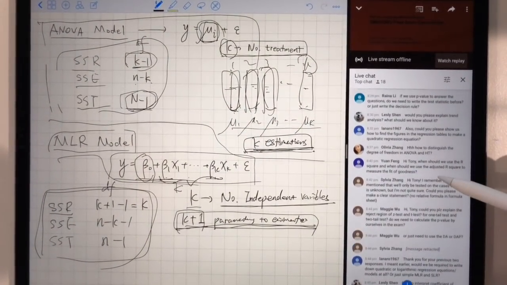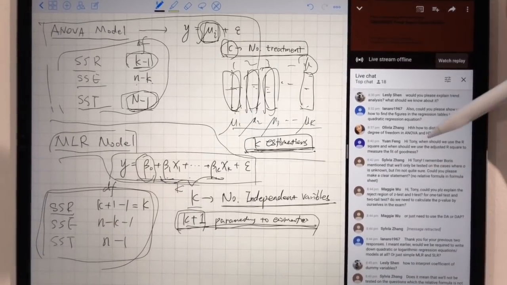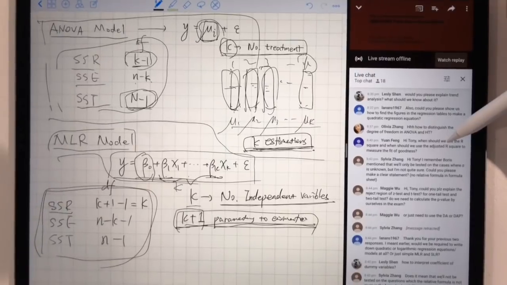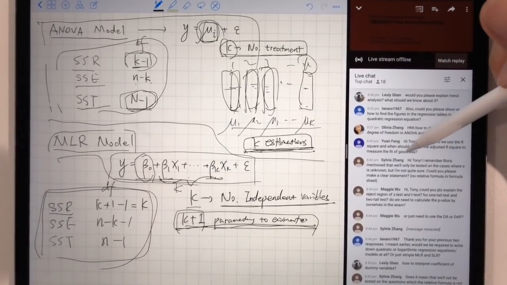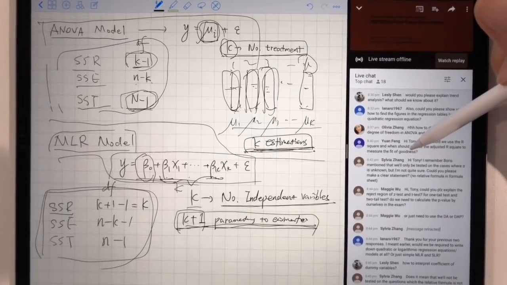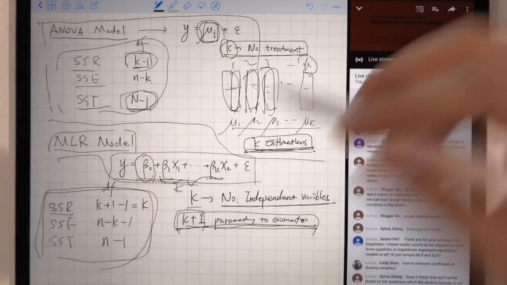Now, let's look at any other questions. So Yuan Feng is asking, hi Tony, when should we use R square and when should we use adjusted R square to measure the goodness of fit? I mean, for multiple linear regression, okay?